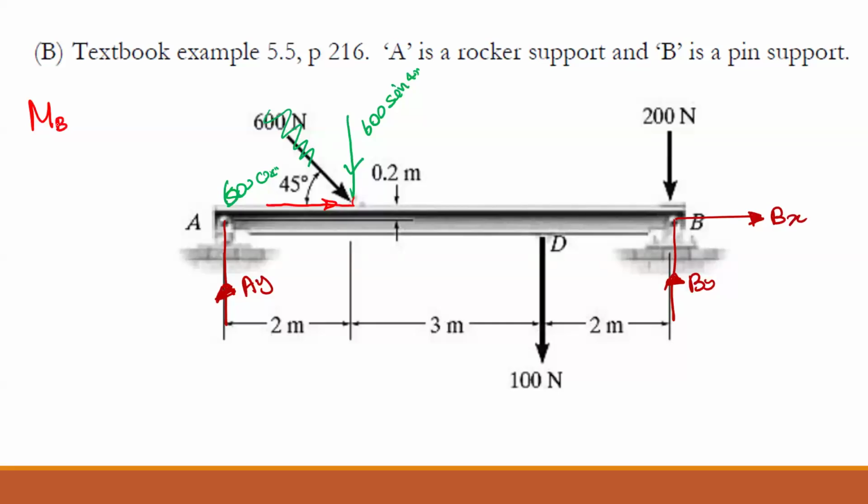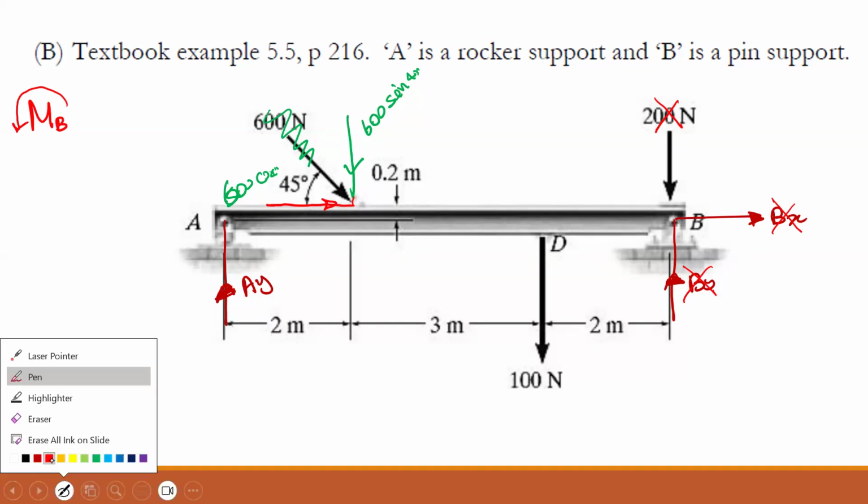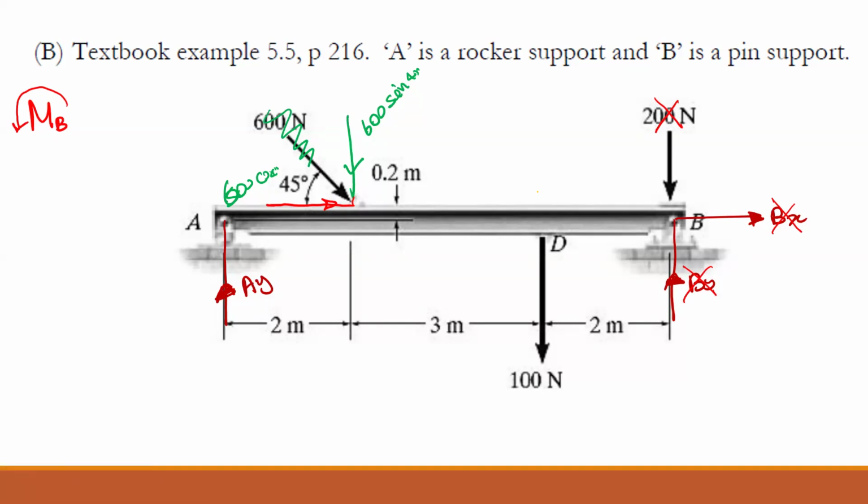So we need to take the moment about B. It will be easier for us because then it will cancel the moment created by BY and BX. So when we take the moment about B, this one doesn't make any moment, this one doesn't make any moment, because they are going through the point where we are taking the moment about. Now let's take one by one. So first take this one. If you extend the line of action of the force of 100, and if you draw a perpendicular line, this distance is 2. So we can say 100 times 2, and is it a clockwise moment or a counterclockwise moment?